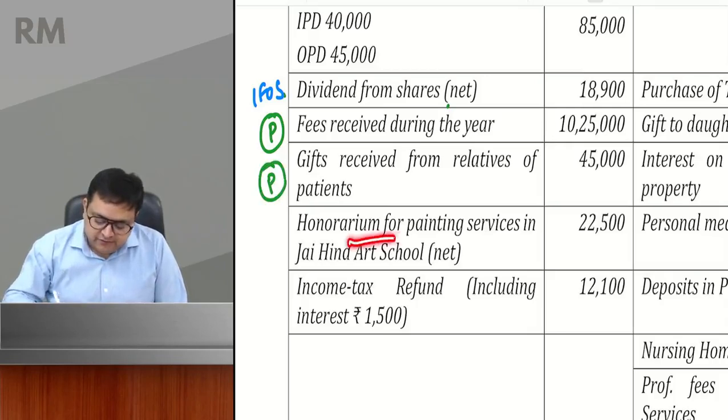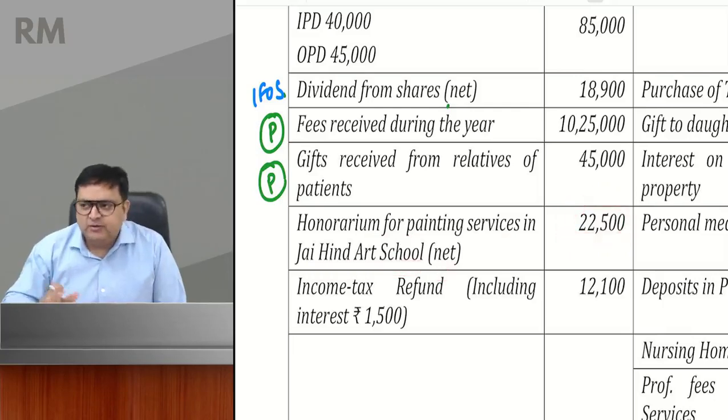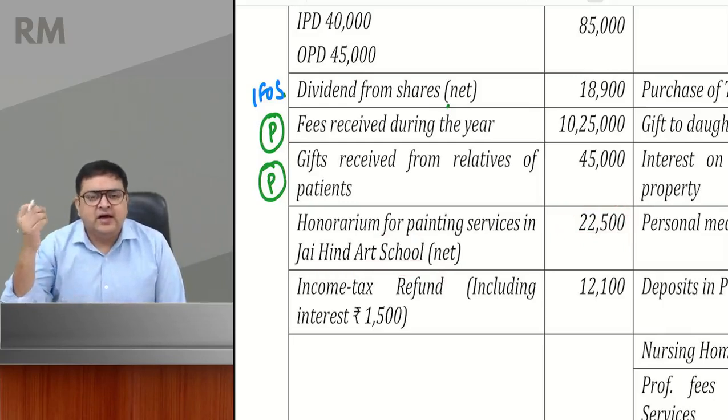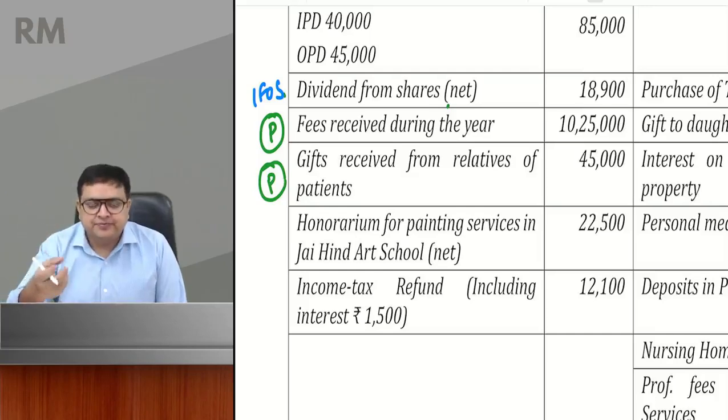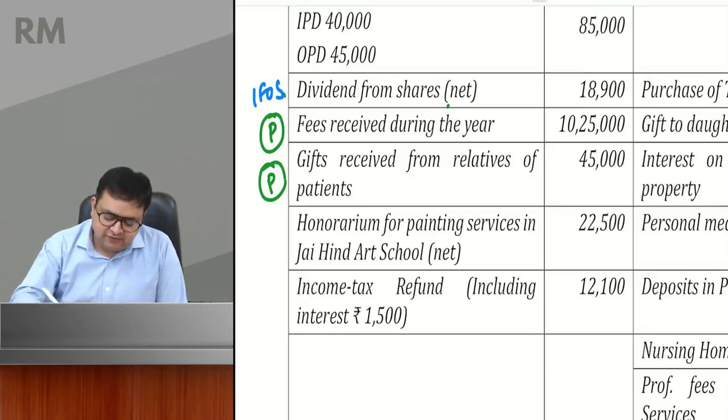Honorarium for painting services in Jai Hind Art School, 22,500 net. Forget about net or gross. So this is an honorarium that you went over there as a professional or any other thing. You might be a painter also. They have given you some honorarium. So this is an IFOS income.